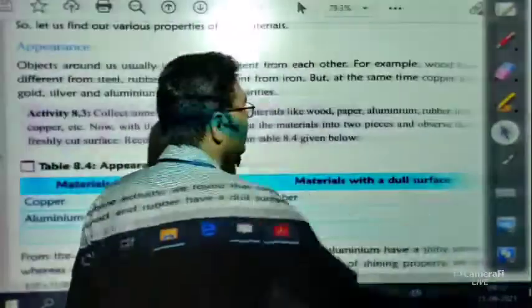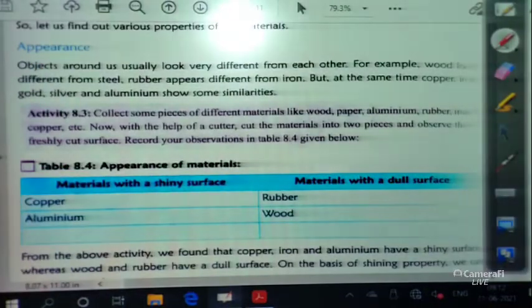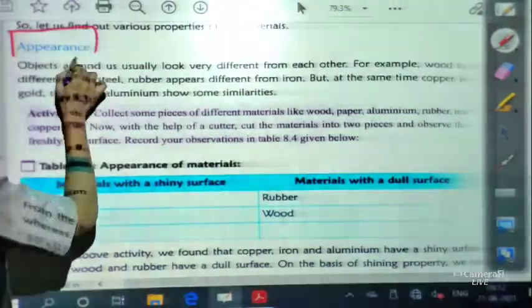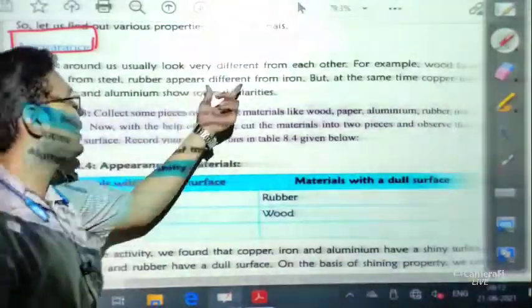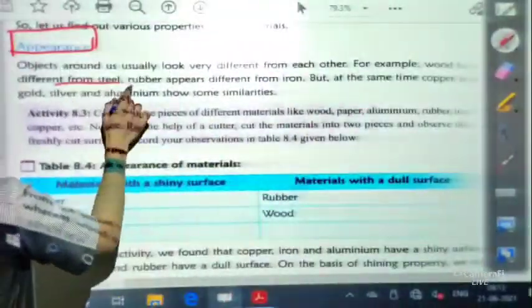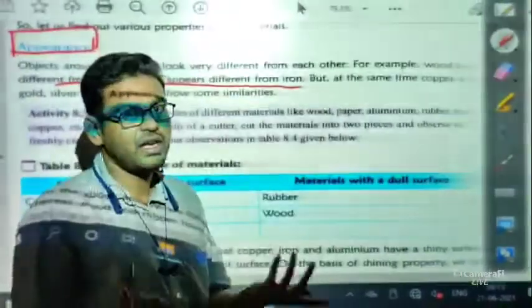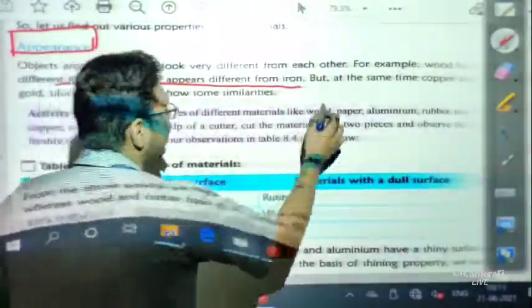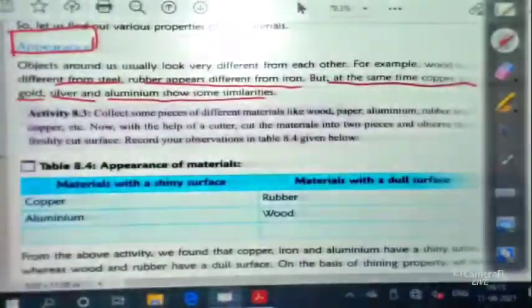What is the first property, students? You can see here, our first property is appearance. So first of all we are going to discuss appearance. Objects around us usually look very different from each other. For example, wood looks different from steel, and rubber appears different from iron. If you take two objects, they are always different from each other. But at the same time, copper, iron, gold, silver and aluminium show the same similarities.